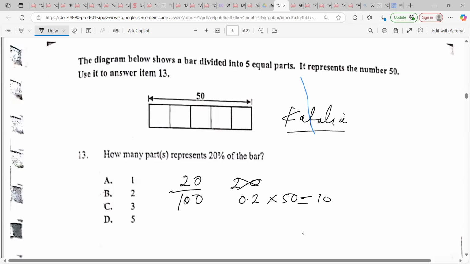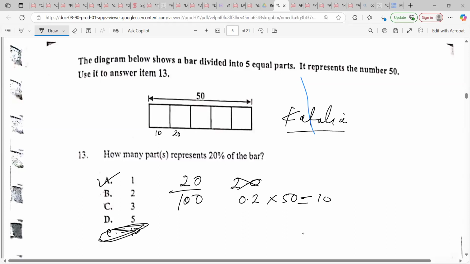10 is not an option. So I put B. One part is equal to 10, so 10 is one part, so it would be 1 bar. Alright, anybody else do it another way? Good job. I understand what you're saying now. I was thinking you were saying 10 is the answer.